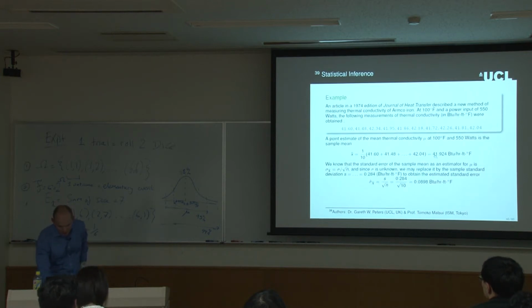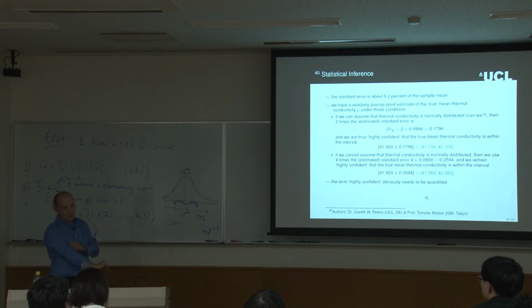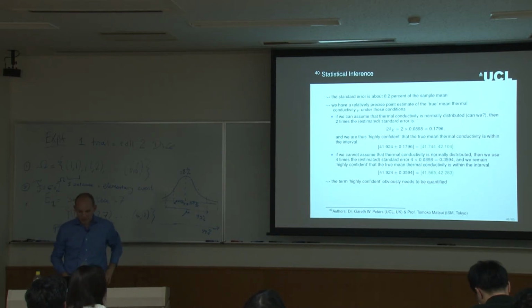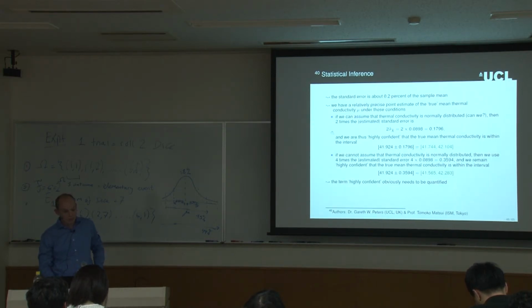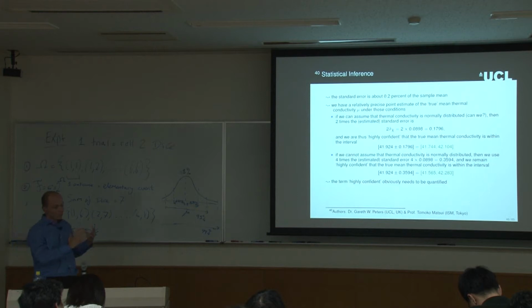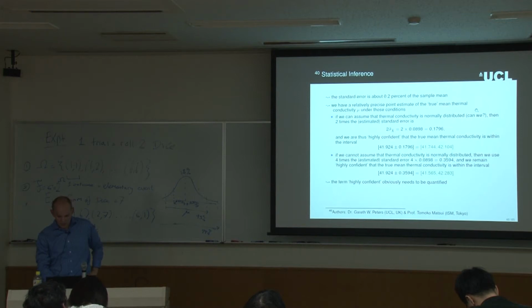Now, if you look at the two values, you can see that the standard error is relatively small here, 0.2% of the sample mean. So in some way, we can say qualitatively that this is a relatively precise point estimate of the true mean. We don't know the true mean, of course. So if we assume that the thermal conductivity is normally distributed, which I don't know whether we can assume, and of course, making this assumption may be unrealistic. I don't know about this application.